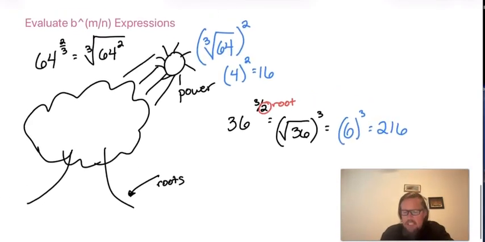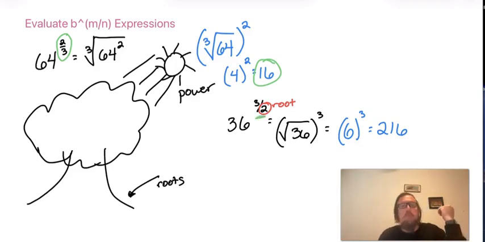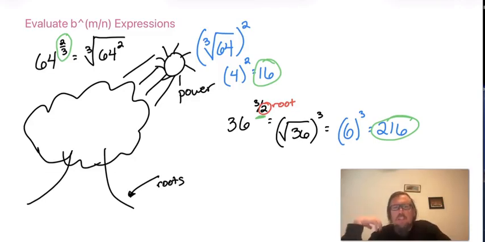Now we can sort of do a spot check of these answers. If we look at 64, the power that we're raising it to is less than 1. 2/3 is less than 1. If we did 64 to the first power, we would get 64. Since we're raising it to a power less than 1, we expect our answer to be less than 64, and it is. It was 16. With 36, the power we were raising it to was more than 1, so we expect our answer to be more than 36, and it is. It was 216.